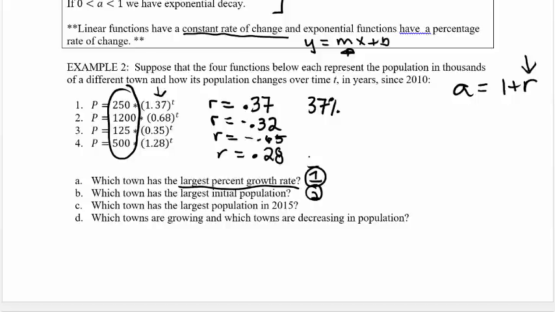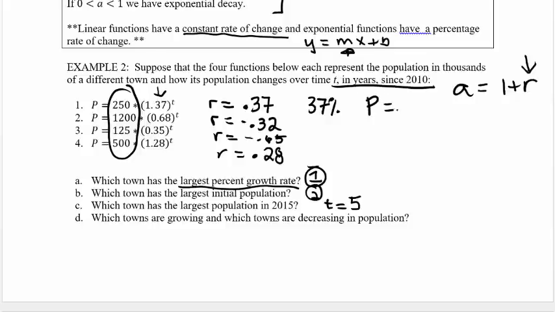Part C says which town has the largest population in 2015. Remember, in the setup of our problem, we said T is in years since 2010. So time equals 0 is 2010. If we're interested in what's happening in 2015, we're really asking which population is the biggest when T equals 5. So we need to take a 5 and plug that into each of our models. So for number 1, we'll do 250 times 1.37 to the 5th. So I'm going to write this over here.